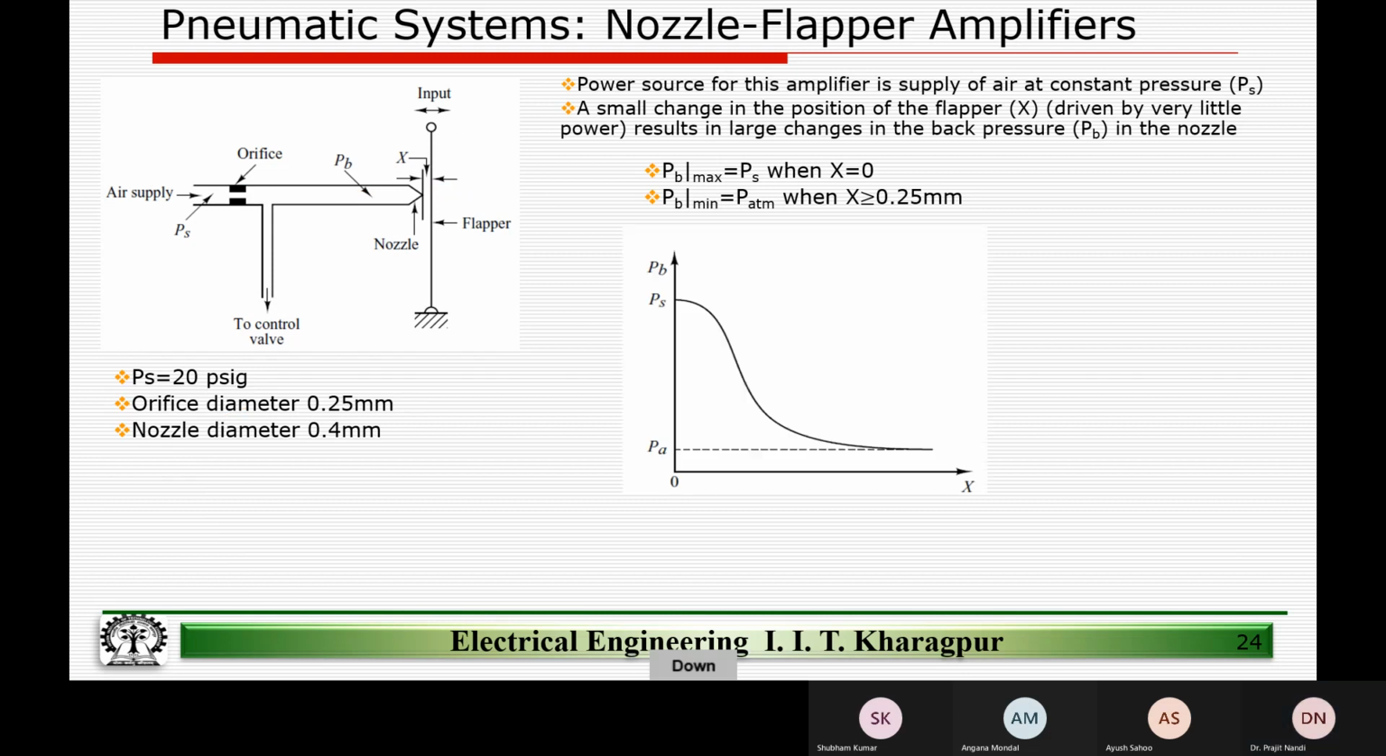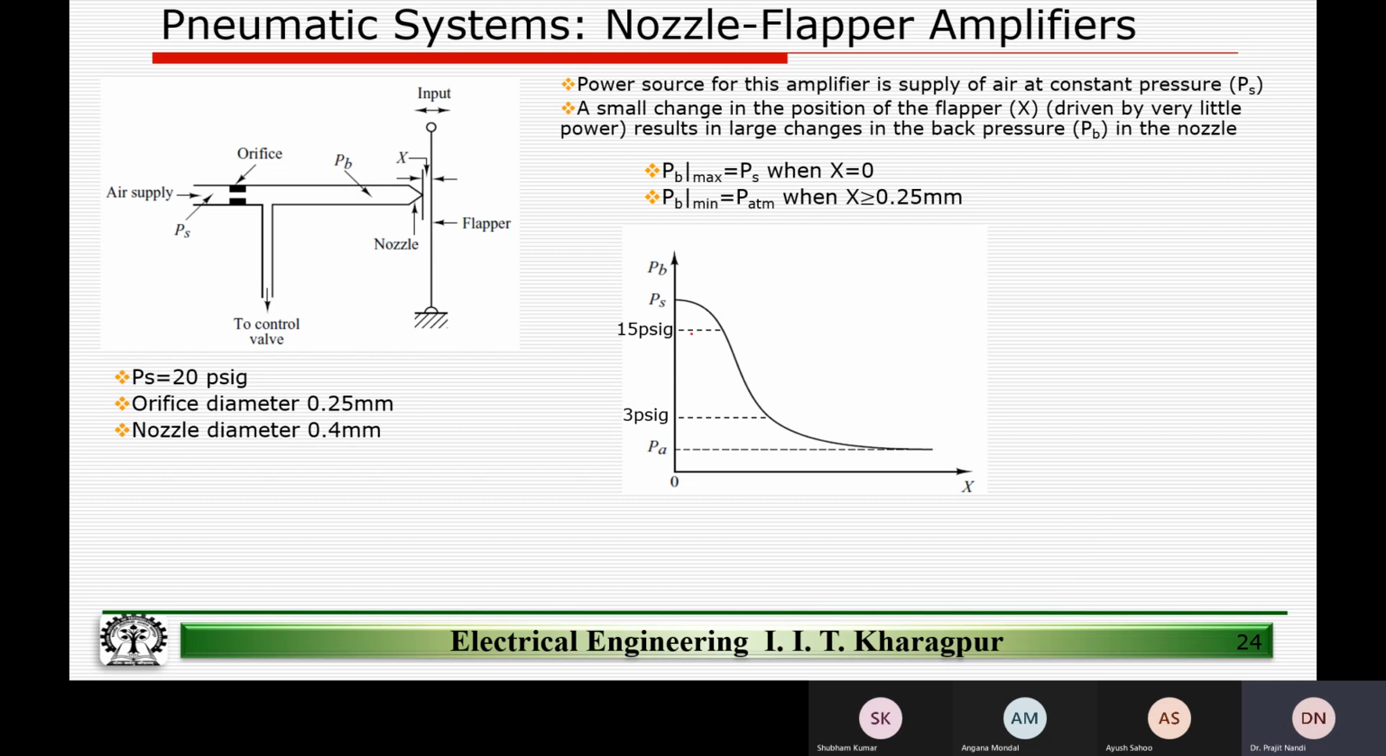So now we look at the plot against X. We discussed what will be the maximum and what will be the minimum. This is the minimum, atmospheric pressure, and this is the back pressure, which is going to be maximum when the flapper is closed, right? Again, please note that we are talking in PSIG. Please understand this is a gauge pressure. So atmospheric pressure is considered to be 0 PSIG, and a higher pressure is relative to the atmospheric pressure, right?